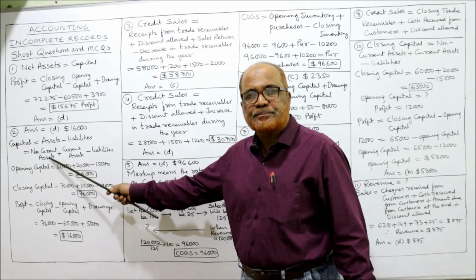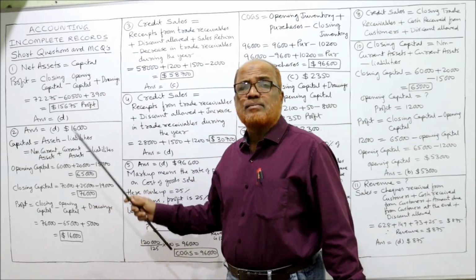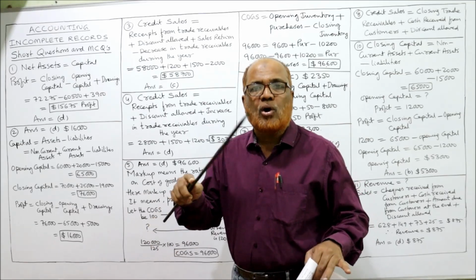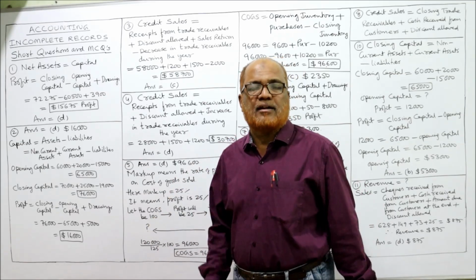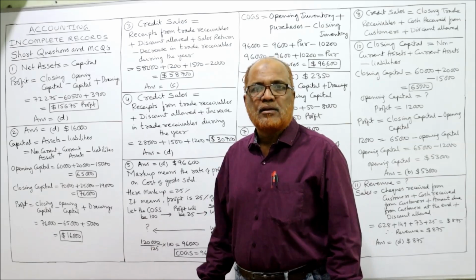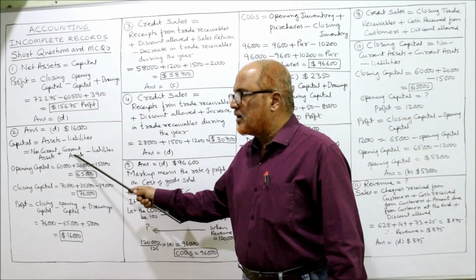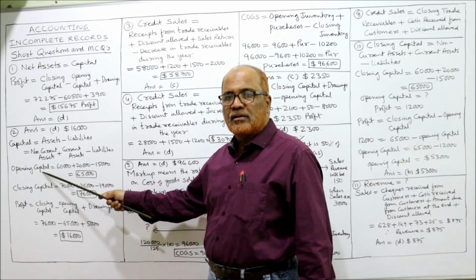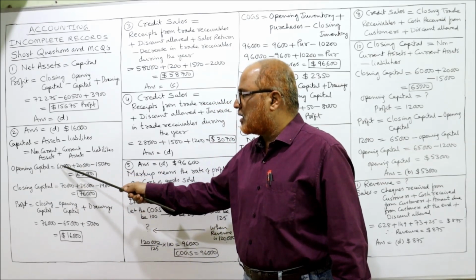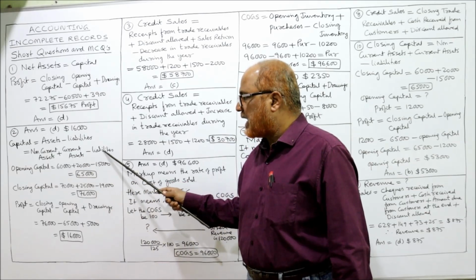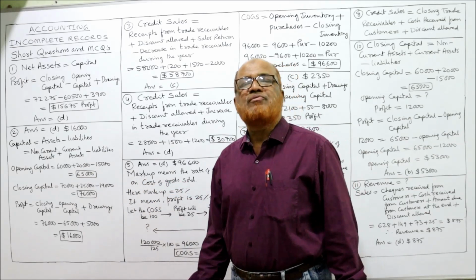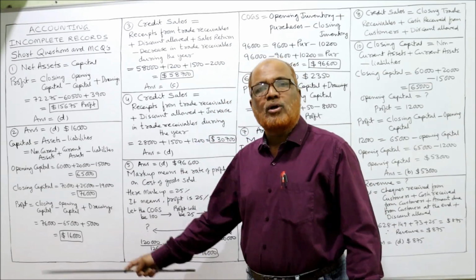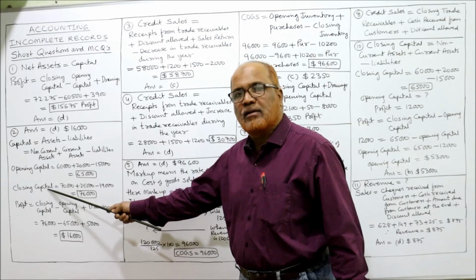Now I am explaining. Capital means assets minus liabilities, and assets means all assets, non-current assets as well as current assets, total assets. So non-current assets plus current assets minus liabilities. At the beginning of the year, capital is 60,000 non-current assets plus 20,000 current assets minus liability 15,000. So we got 65,000 capital at the beginning of the year. Similarly, we can find the closing capital at the end of the year.